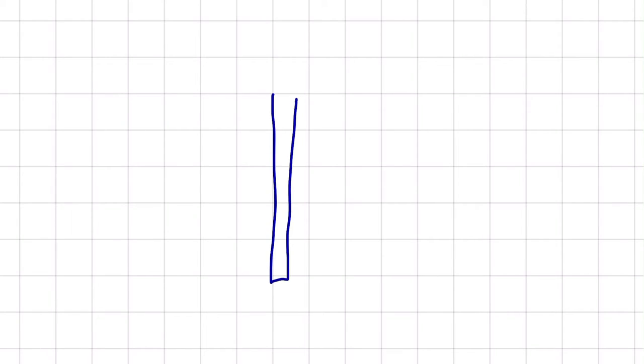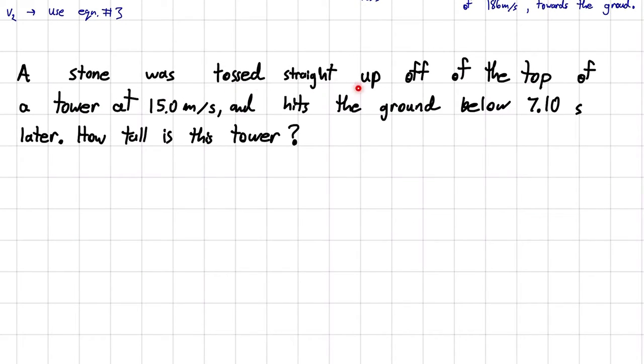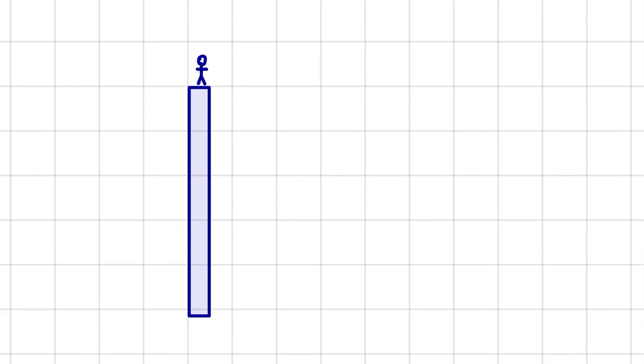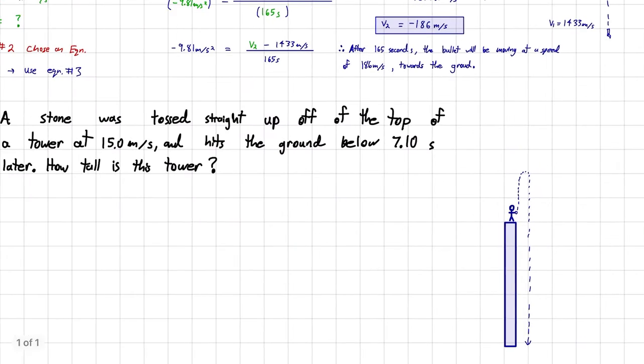So we have some kind of tower here, right? And we are standing on top of the tower and throwing a stone straight up at 15 meters per second. So if we throw a stone, here's your little stone that we're holding, and we throw it straight up at 15 meters per second, and it's going to come down and hit the ground. Okay, so what other information do we have?